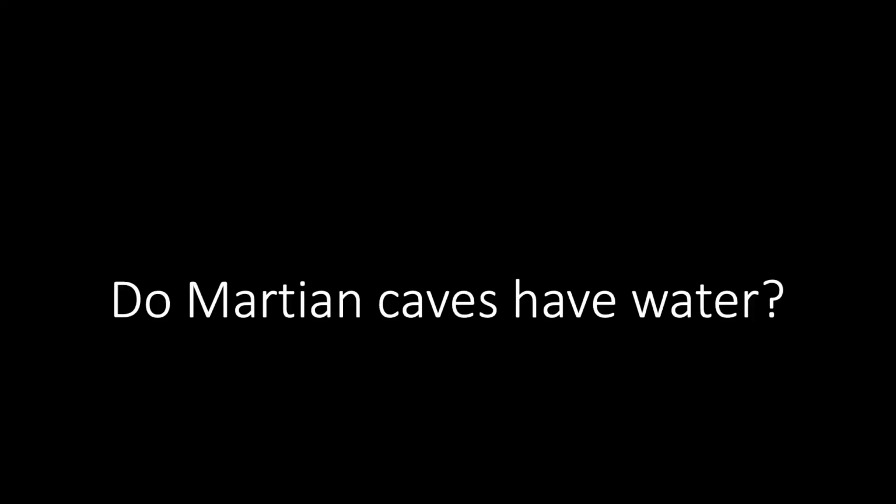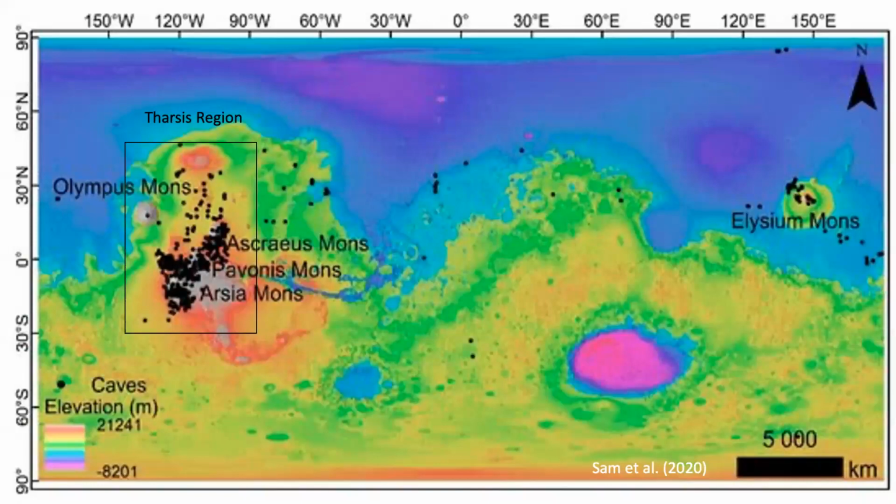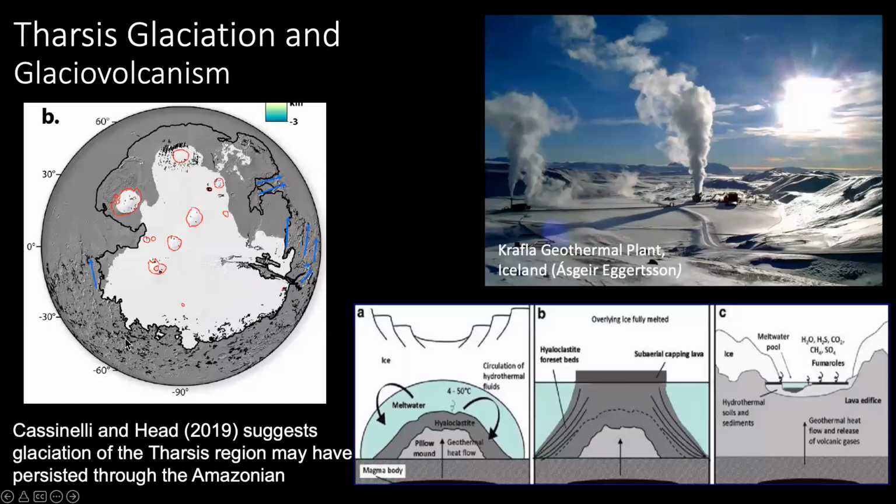So do these caves actually have water? We'll focus again on that Tharsis region. I just want to keep you oriented in space. So that's that black box on the left-hand side of the screen. And you can see some work done by Cassanelli and Head in 2019 that mapped out potential glaciation that persisted through a good chunk of the Amazonian period, which is the period we're in now on Mars's history, although these features are not currently glaciated.